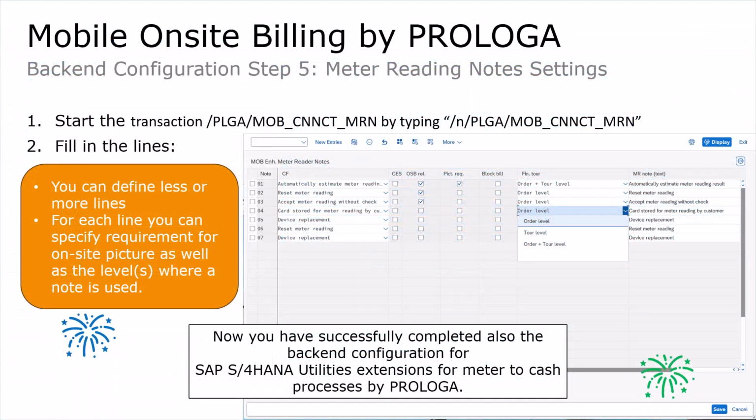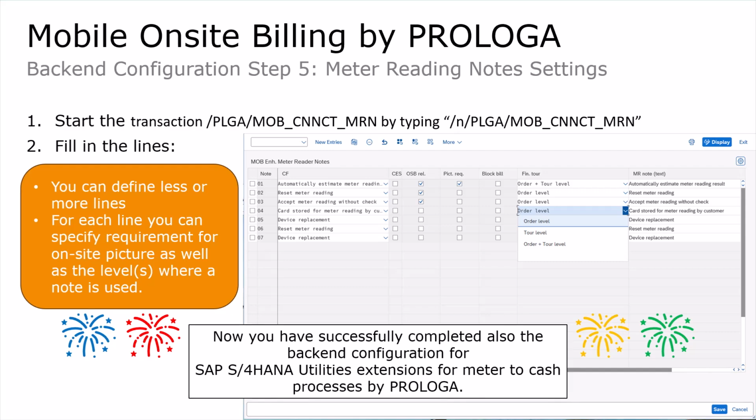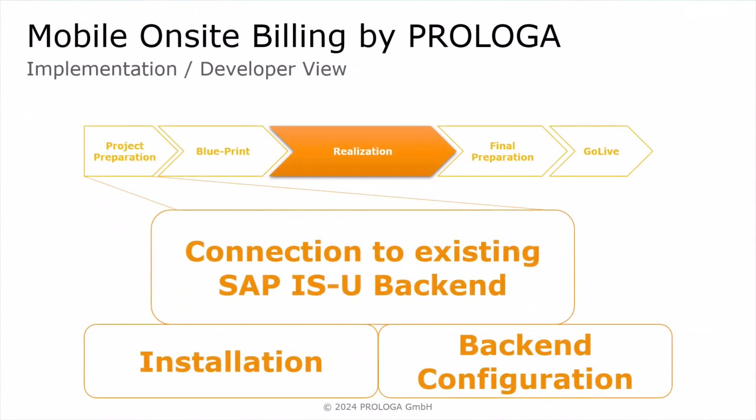This ends the course today on installation and backend configuration for the PROLOGA on-site billing solution. In this course, we were building the two fundamental foundation blocks for a successful implementation of SAP S/4HANA Utilities extension for meter-to-cash processes by PROLOGA: the installation of the add-on, and the backend configuration.